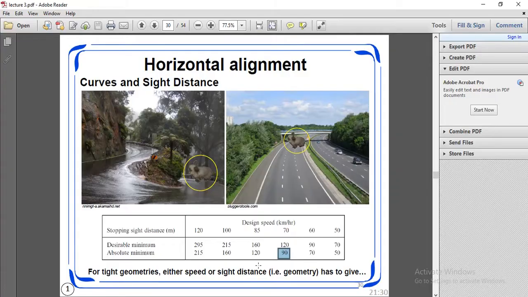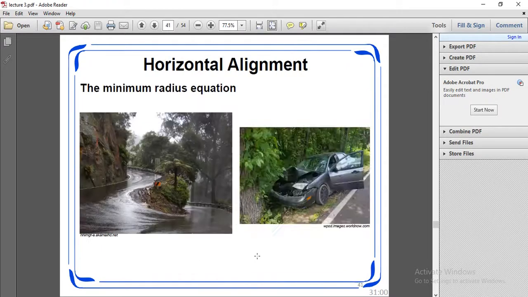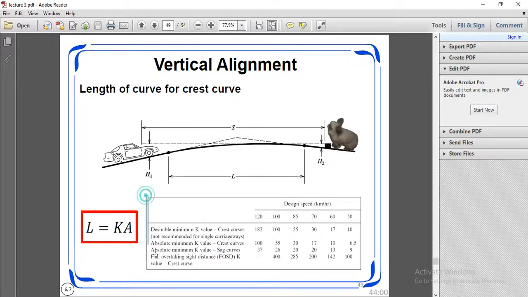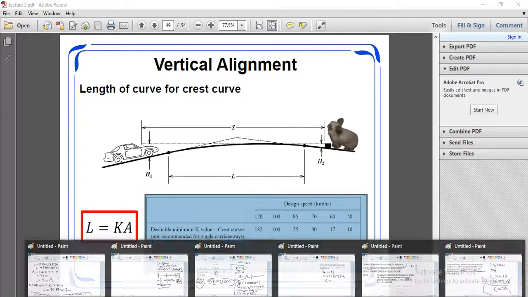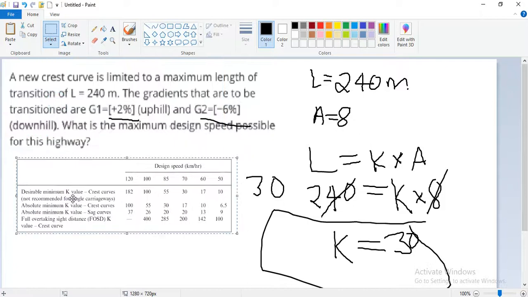For that we will have a table with us. Table is this one, and we have the value of K. It is a new crest curve with gradient data transition. What is the maximum design speed? The value of K is 30, so you can find the value of K as 30 in this case.